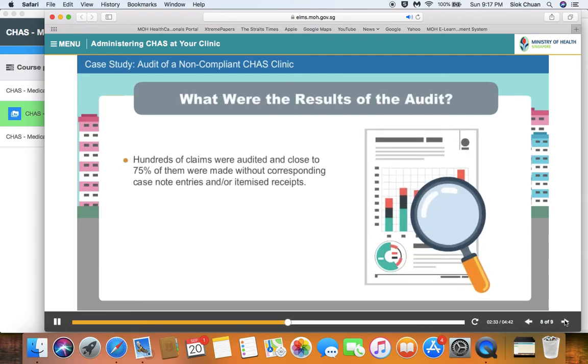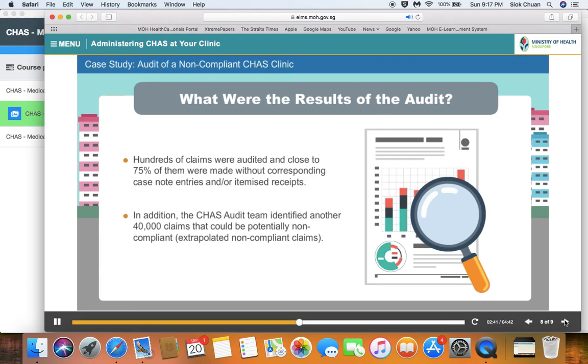Hundreds of claims were audited, and about 75% of them were made without corresponding case note entries and or itemized receipts. In addition, another 40,000 claims were identified as potentially non-compliant. These were considered extrapolated non-compliant claims.